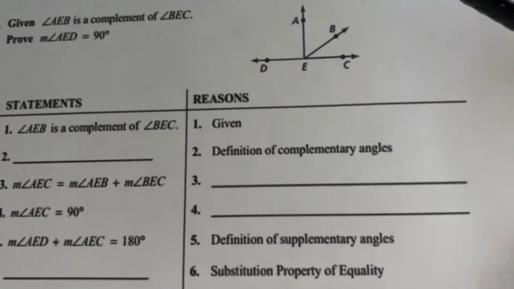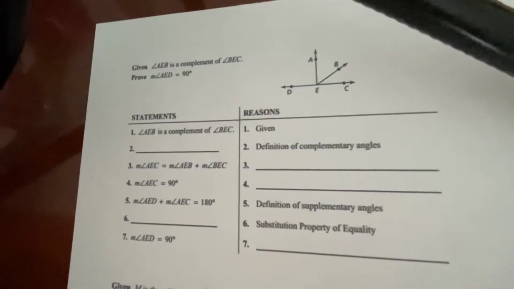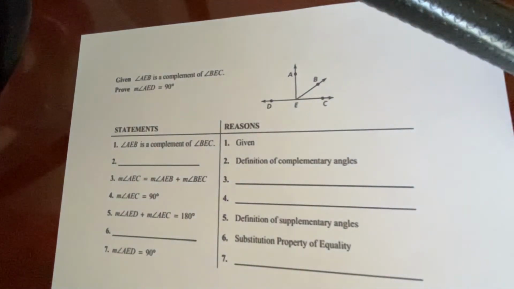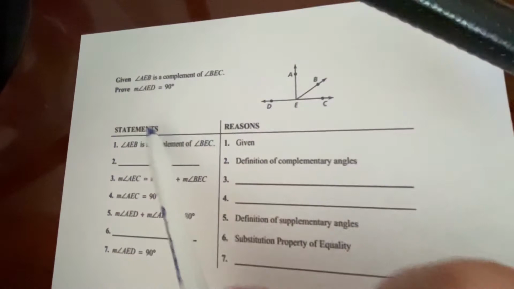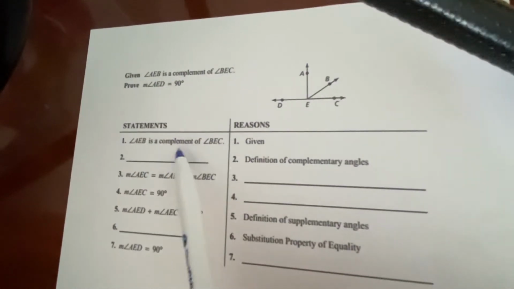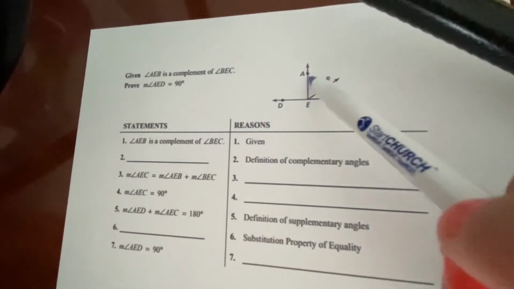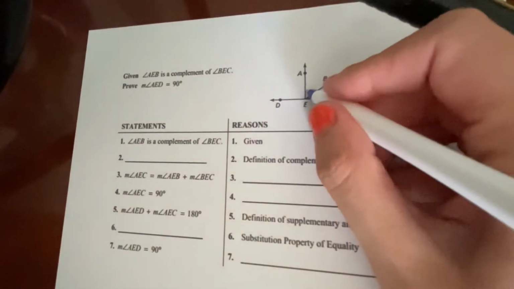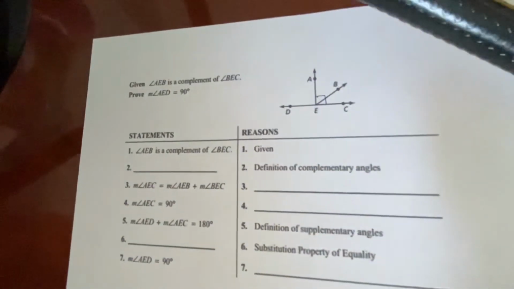We're just gonna keep going through some examples, two more. All right, and then I'm gonna put up some practice problems for y'all to work through. But okay, so it says AEB is a complement of BEC. So that means that these two angles together equal 90 degrees. So in the picture form, I might as well go ahead and put a right angle, okay?